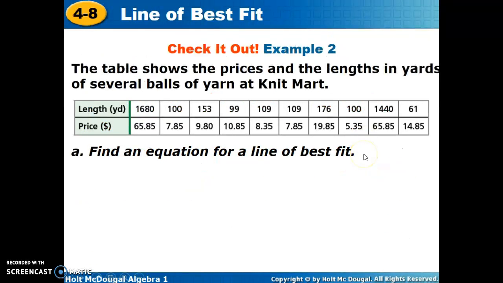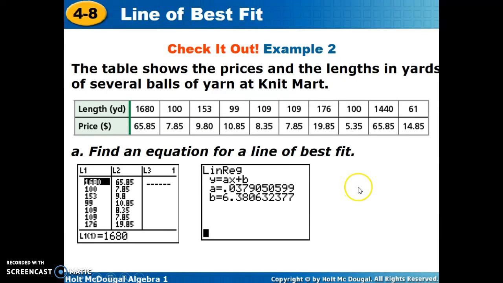So here's your data. The table shows the prices and the lengths in yards of several balls of yarn at the Knit Mart. So length, 1,680 yards, $65. We're going to find an equation for the line of best fit. That means we're going to input the data into list 1 and list 2.